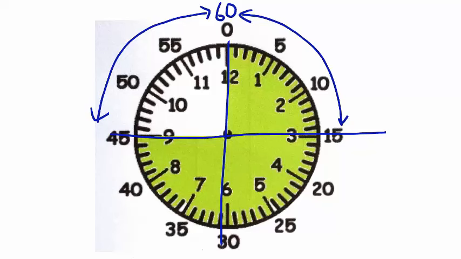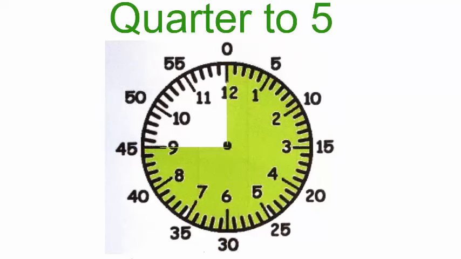How can we represent quarter to 5? Quarter to 5 means 15 minutes before 5 o'clock. That is, the small hand will be closer to 5 but not exactly at 5, and the bigger hand will be at 9 or representing 45 minutes. Does this not represent quarter to 5 or 15 minutes before 5?